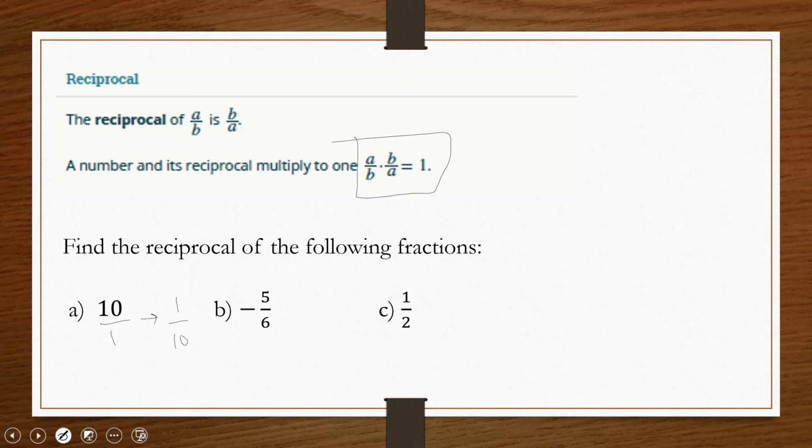For part B, the reciprocal here would be exchange of the numerator and denominator. It still remains negative. My reciprocal here would be negative 6/5. For part C, I start with a fraction 1/2. The reciprocal here would flip that and give me 2 over 1, or I could just write it as a positive whole number 2, like this. So this reciprocal idea is one that's fairly simple to figure out.